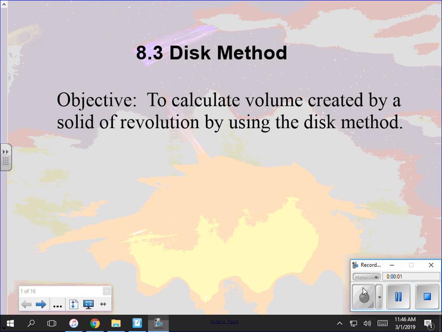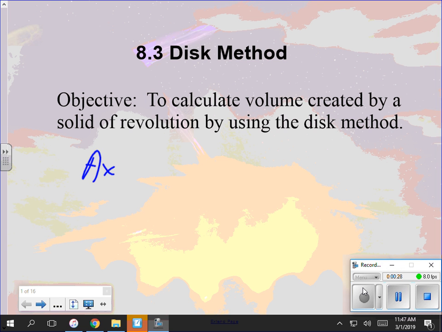Our objective today is to calculate the volume created by a solid of revolution by using the disk method. Here's the important thing. We're going to do another solid of revolution. For the next section, it's the same idea, but this one is using a disk, that one's using a washer.